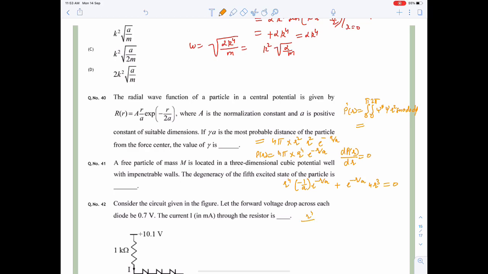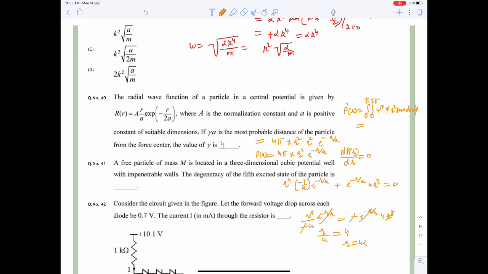When I perform this, e to the minus r by a is equal to minus e to the minus r by a times 4r cube. The minus signs cancel, and the e to the minus terms and the r cubes also cancel. So it becomes r by a equal to 4, so r is equal to 4a. When we compare, gamma will become 4. So your answer is 4.